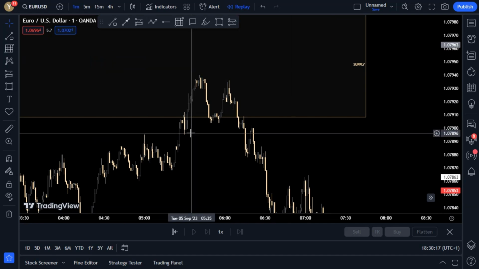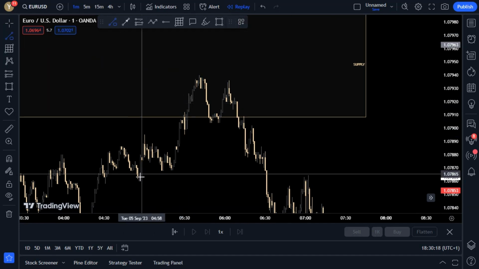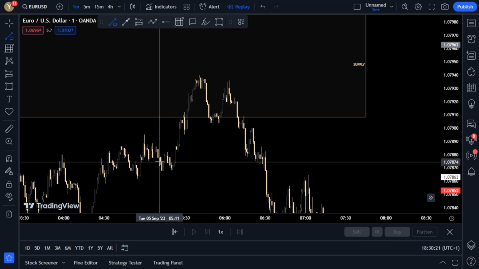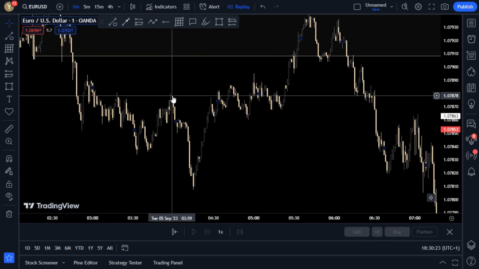Same concept here. Price was pulling back. This was a break of structure on the M1.